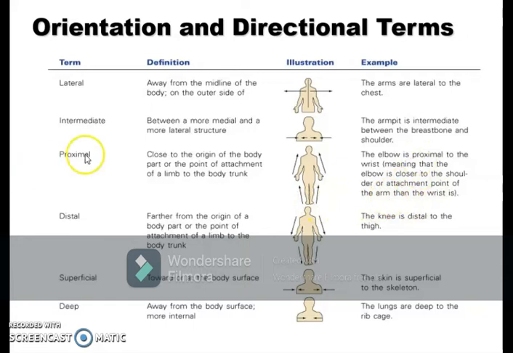The opposite of proximal is distal, meaning farther from the origin of the body part or the point of attachment of the limb to the body trunk. So, example, the knee is distal to the thigh, away from, farther from the origin of the body part.